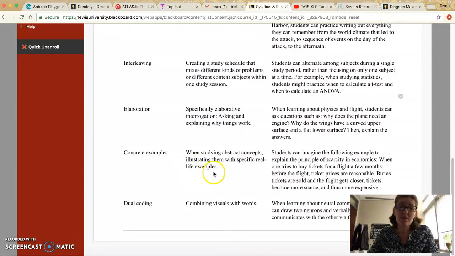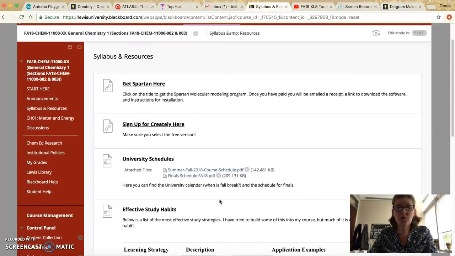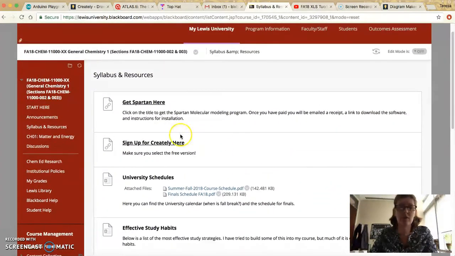Concrete examples. So whenever you can tie concepts to concrete examples in the real world, then that will help solidify your understanding. And dual coding sounds like a weird EduSpeak word, but what it really means is make a diagram, make a picture, make some kind of visual aid that summarizes that concept, and that will help you retain that information as well. So all of those resources are here under Syllabus and Resources.